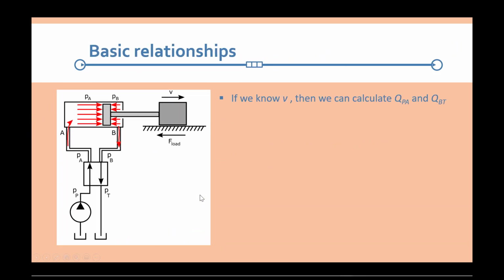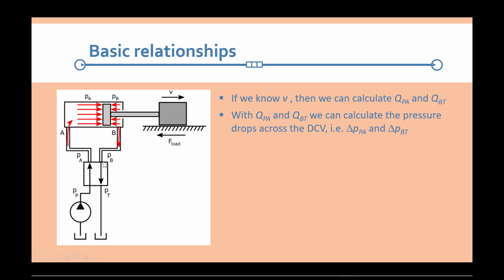Now we have some basic relationships that apply here. If we know V, the specified velocity of the load, then we can calculate the flow rate into the cylinder and the flow rate out of the cylinder. Those are just going to be the swept volume times the velocity.